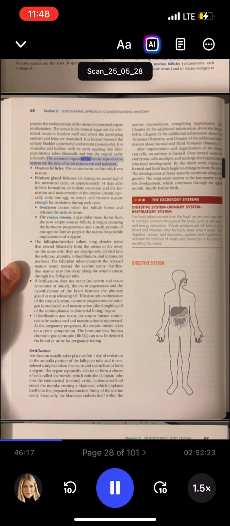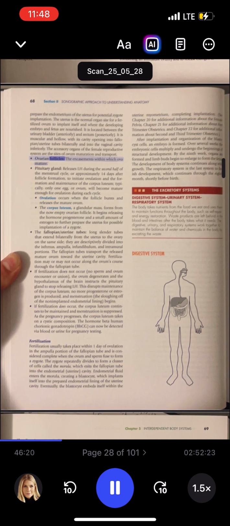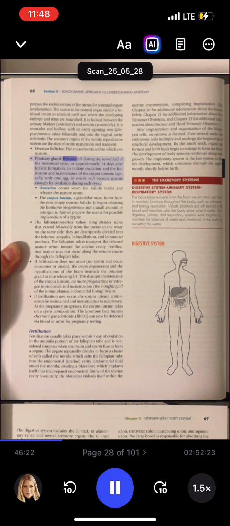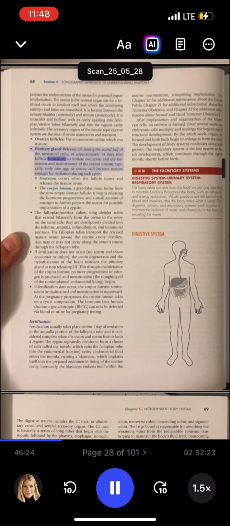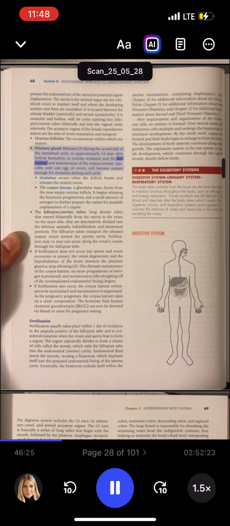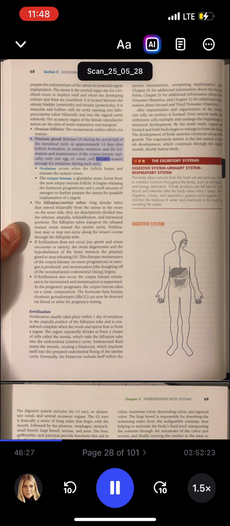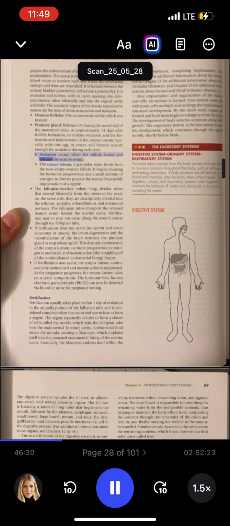The accessory organs of the female reproductive system are the sites of ovum maturation and transport, and ovarian follicles, the encasements within which ova mature. The pituitary gland releases LH during the second half of the menstrual cycle, or approximately 14 days after follicle formation, to initiate ovulation and the formation and maintenance of the corpus luteum. Typically, only one egg, or ovum, will become mature enough for ovulation during each cycle. Ovulation occurs when the follicle bursts and releases the mature ovum.